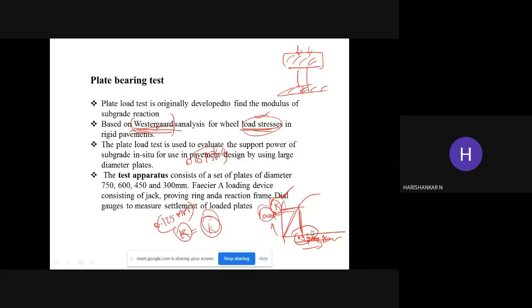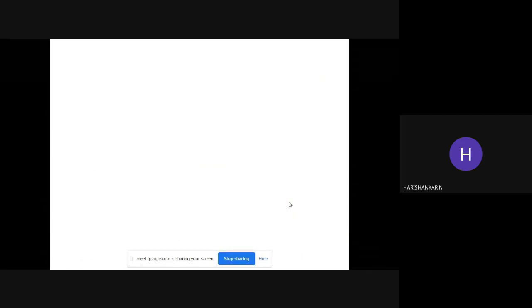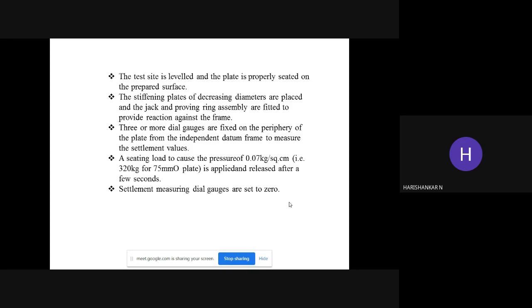In that way the loading should continue. So you will get various points, and you can draw the graph. Once it has reached 1.75 millimeter, then you can stop the loading and take down the points. So that's all about the plate bearing test. After that, this is the analysis of the test.